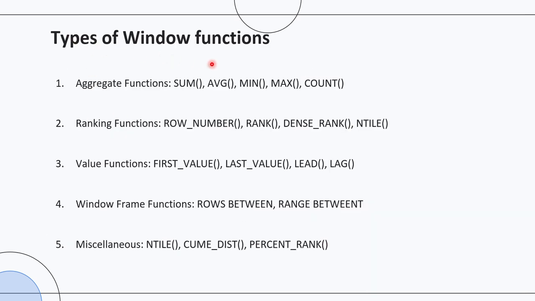Now next is types of window function. Now let us look at the different categories of window functions that are available in SQL. First is aggregate functions: sum, average, min, max, count. Ranking functions: row number, rank, dense rank, ntile. Value functions: first value, last value, lead, lag. Window frame functions: rows between, range between. And last, miscellaneous: ntile, cumulative distribution, and percent rank. In this video we will cover mainly two types of window functions, that is aggregate functions and ranking functions.